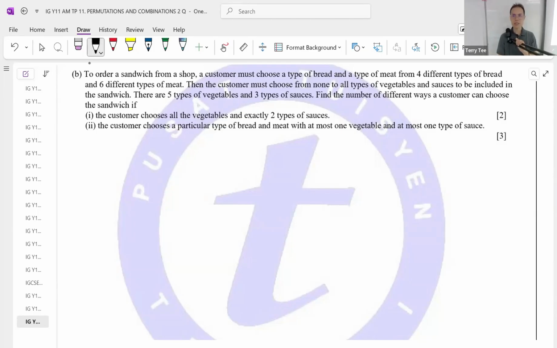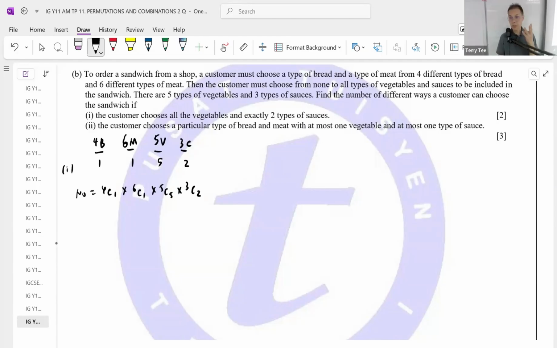Okay, let's do the bread first. 4 bread, 6 meat. Okay, how many veggie? 5. And 3 sauces. Okay, so the first case, they say the customer chooses how many? You need to choose 1 bread. I cannot have 2 bread. How many meat? Also 1. But he chooses all 5 veggie. A very healthy person. And exactly 2 types of sauces. So in this case it is 4C1, 6C1, 5C5, 3C2.